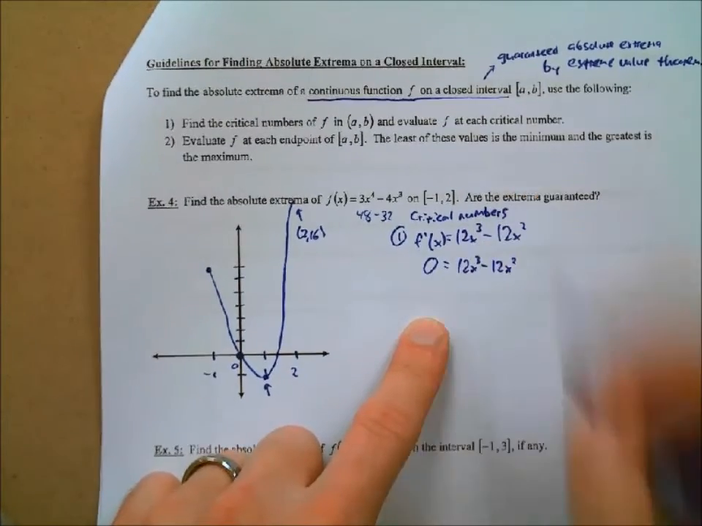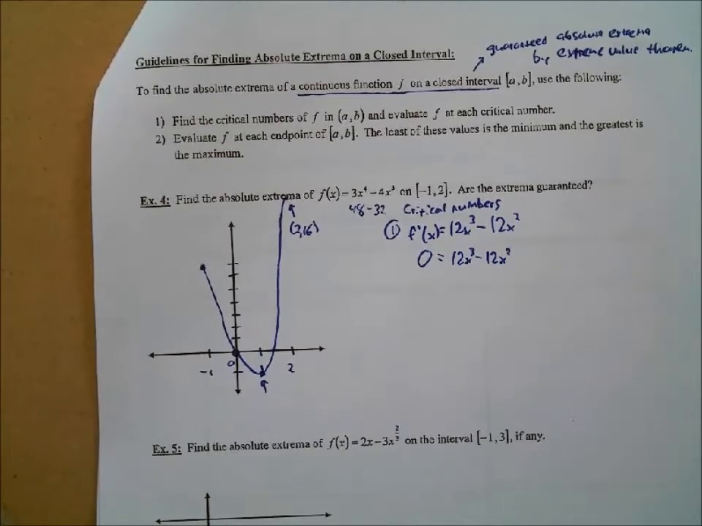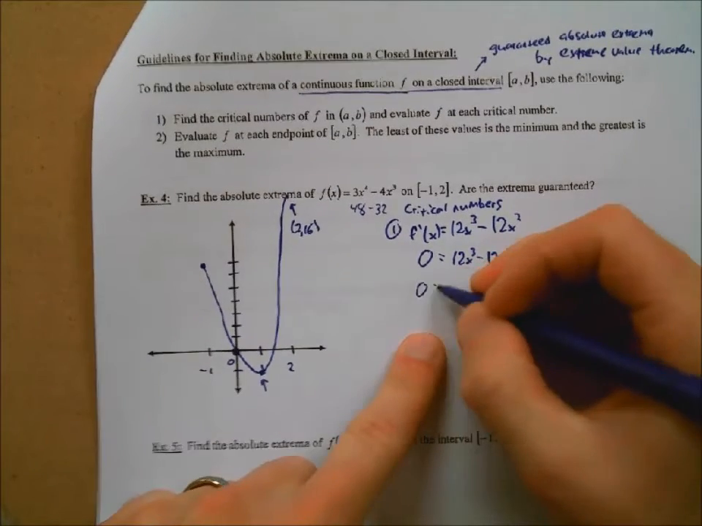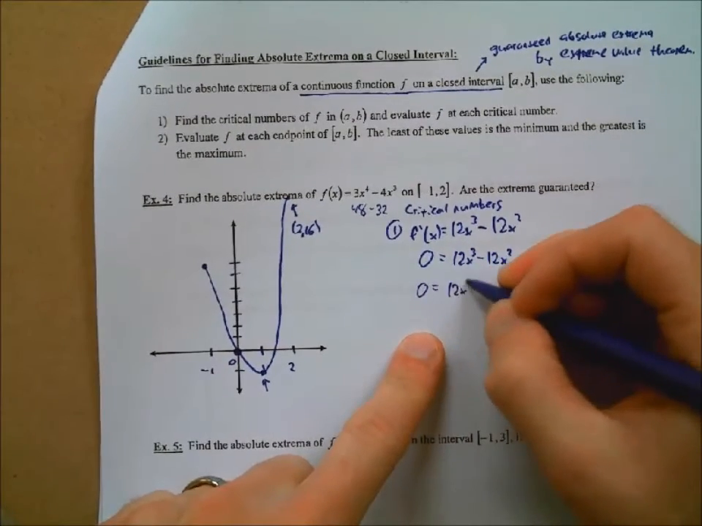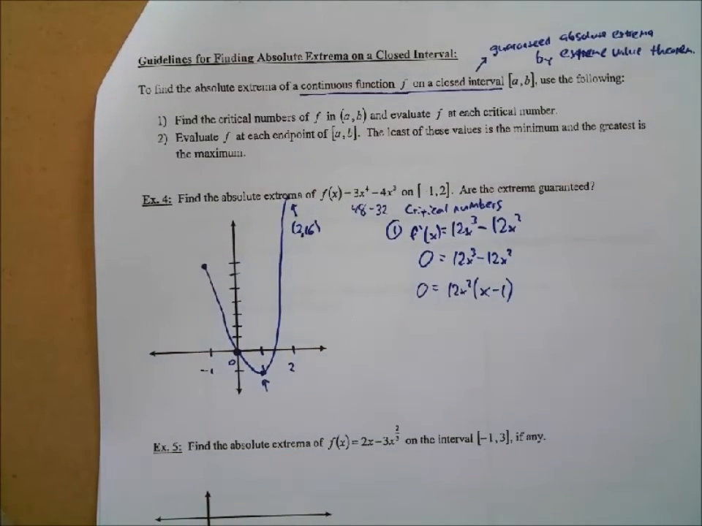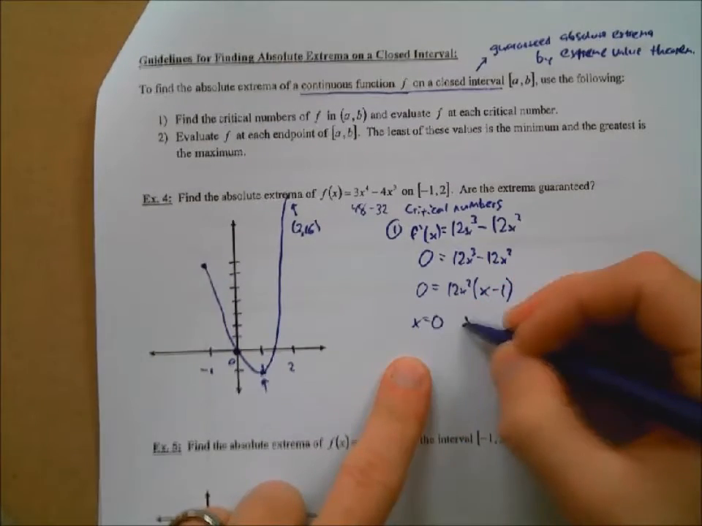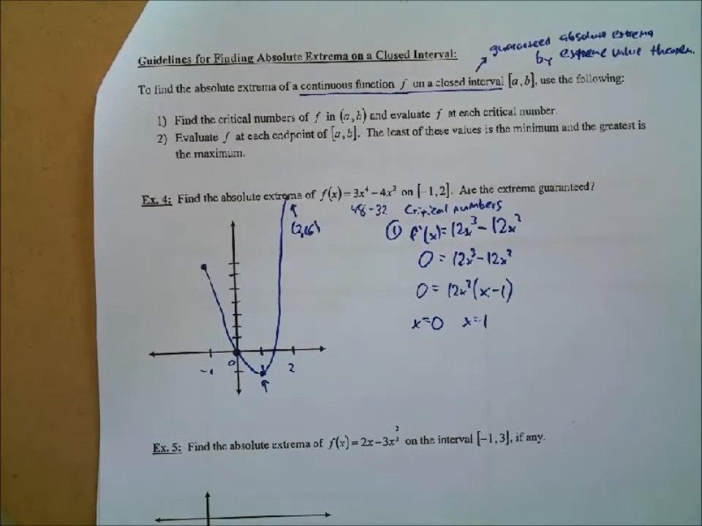Okay. How do we solve this? Factor. So factor out a GCF of 12x squared. We're left with x minus 1. So we get x equals 0 and x equals 1 for our two critical numbers.